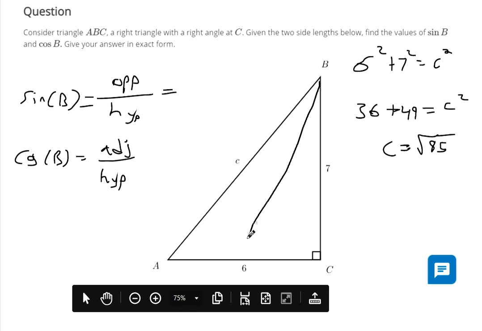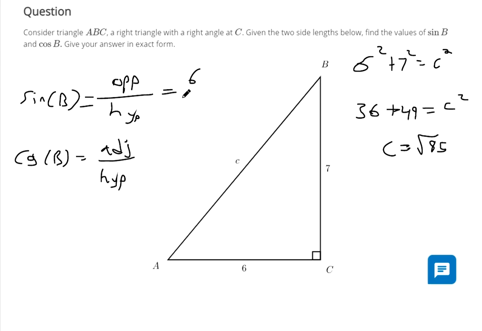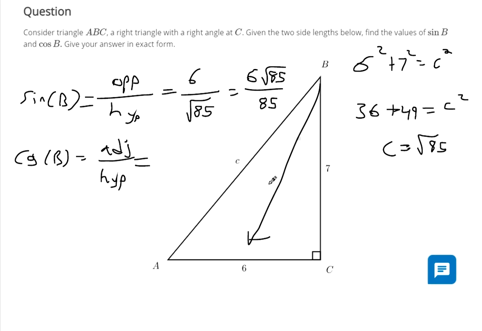So sine is the opposite, so that's 6, divided by the hypotenuse, square root of 85. Or if you rationalize the denominator, that's 6 square roots of 85 over 85. Multiply the top and the bottom by square root of 85. And this one, cosine is the adjacent, so 7 is the adjacent, square root of 85 is the hypotenuse. So it's 7 square roots of 85 over 85.